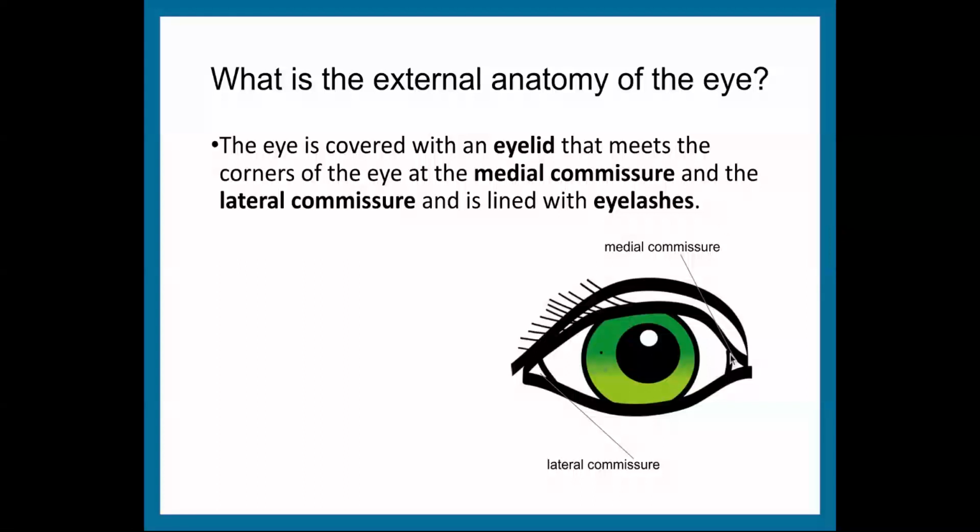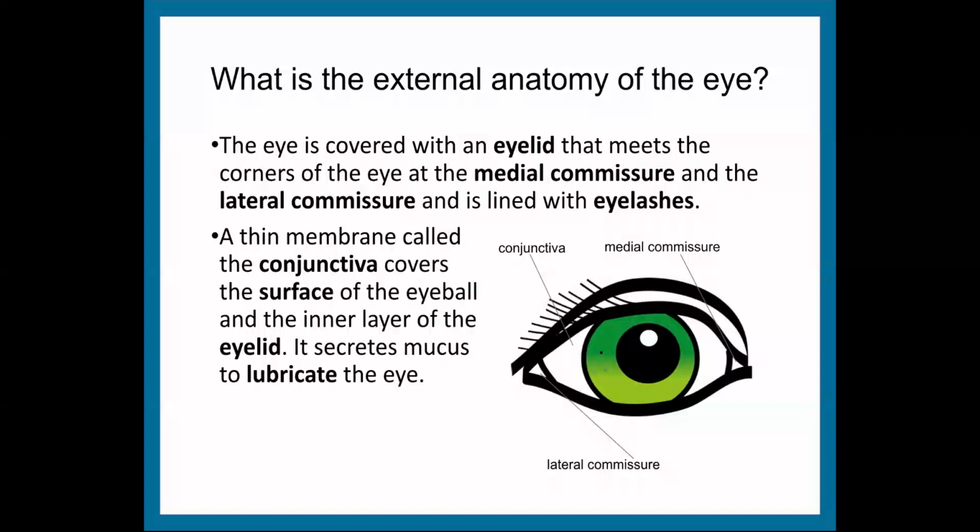So the medial commissure is on the side that's closest to the middle of your body, that midline, which would be right here. The lateral would be on the side that's closer to the side of your body. So that would be right here. That's the medial commissure versus the lateral commissure. Now, your eyelid also is covered, at least the top, with eyelashes. It's lined with eyelashes as well.